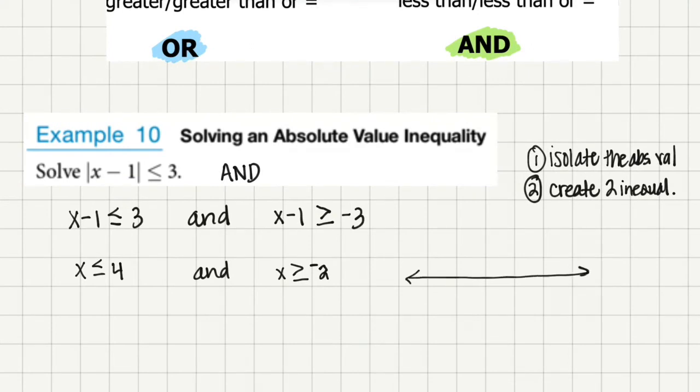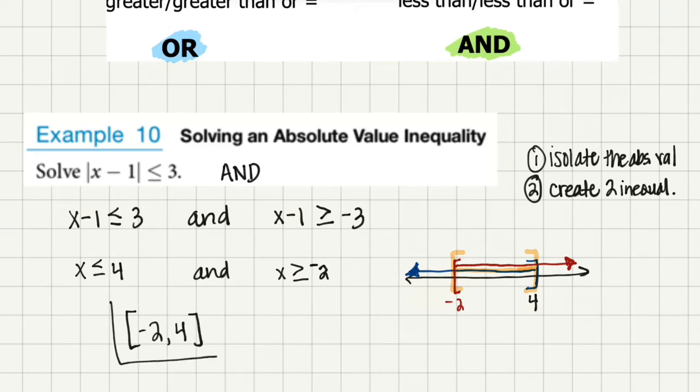On a number line, x less than or equal to 4 is drawn like that, and x greater than or equal to negative 2 is drawn like that, and our solution is going to be the overlapping region. So our answer is negative 2 to positive 4 with closed intervals.